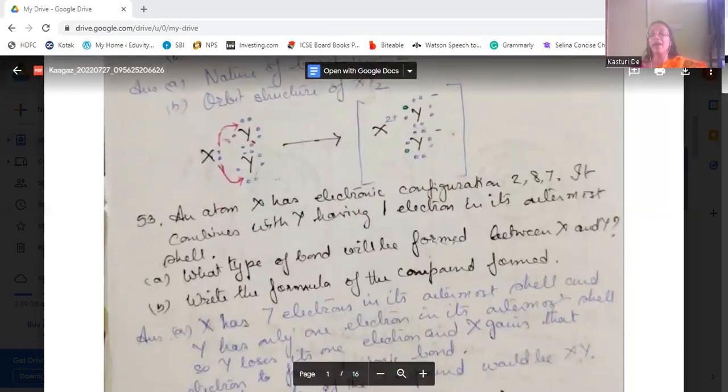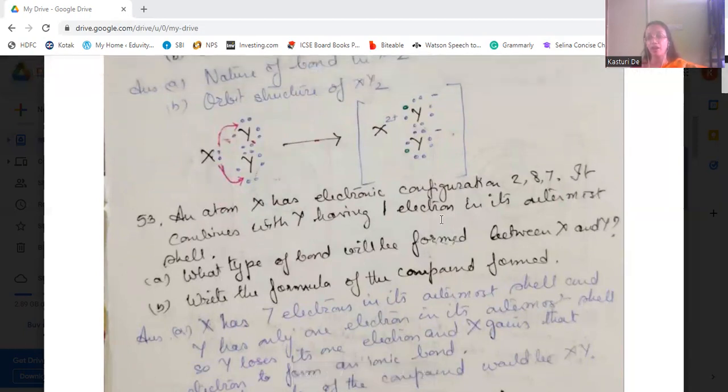Then an atom X has electronic configuration of 2, 8, 7. It combines with Y, having 1 electron in its outermost shell. X has 2, 8, 7. It combines with Y of 1 electron in its outermost shell. Now, what type of bond will be formed between X and Y, and write the formula of the compound formed?